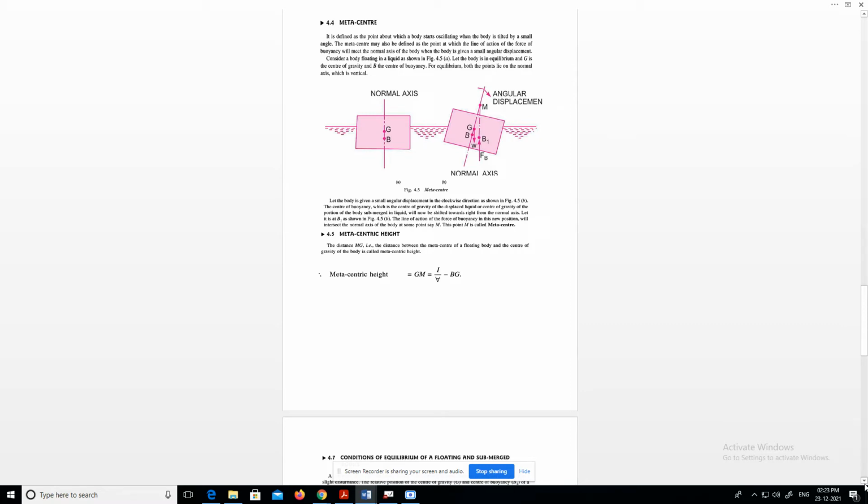Right. This is the body submerged in water. The body starts oscillating about this axis, according to a small disturbance given by some other external forces.